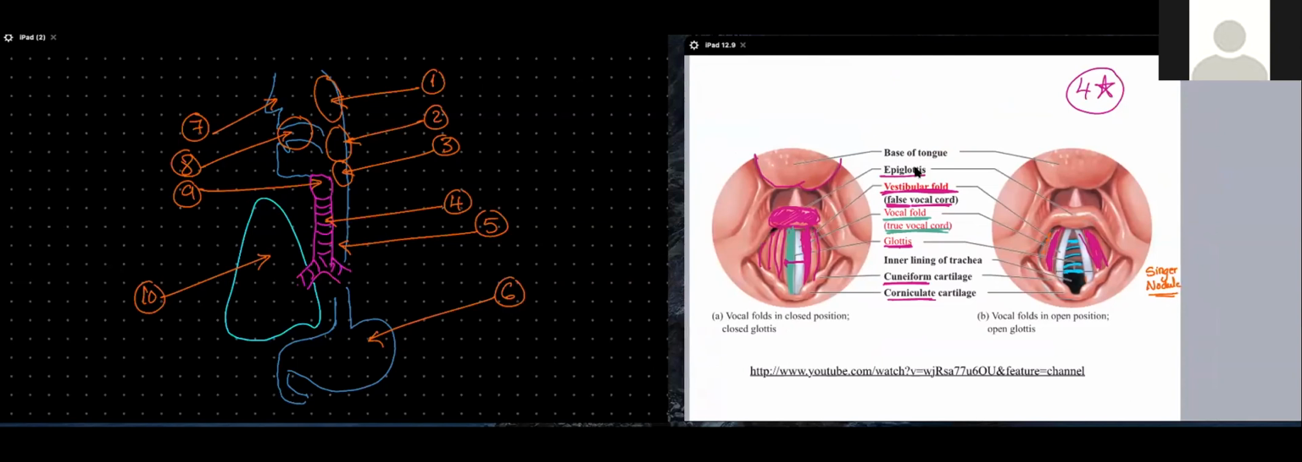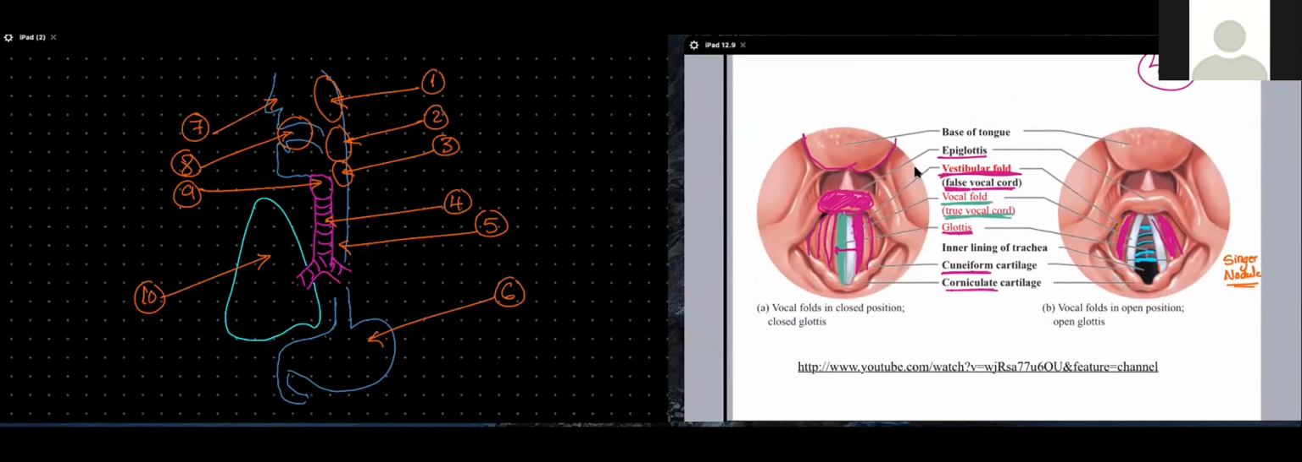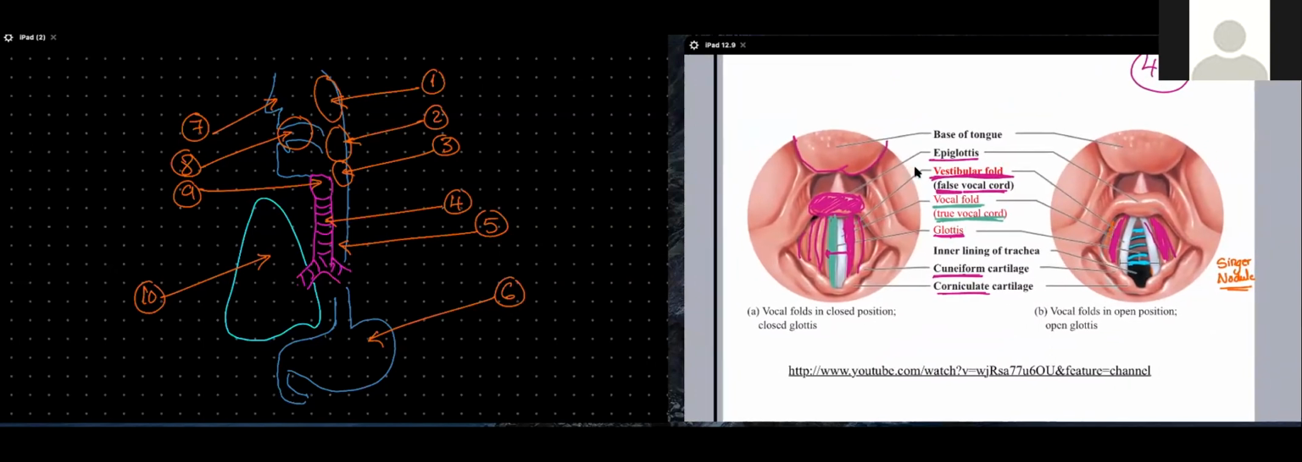The 4 stars diagram, this one on here, this is a diagram showing the vocal cords and their relationship.